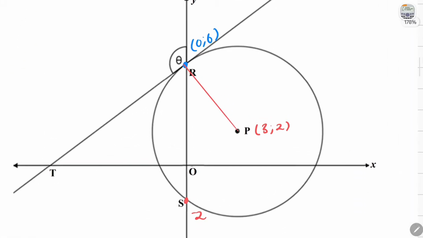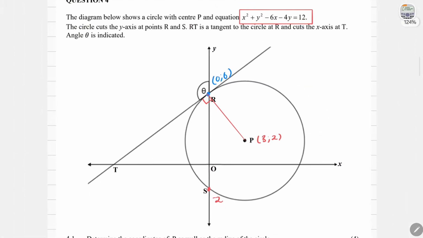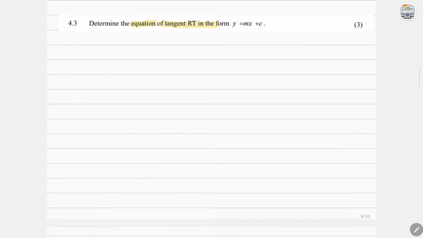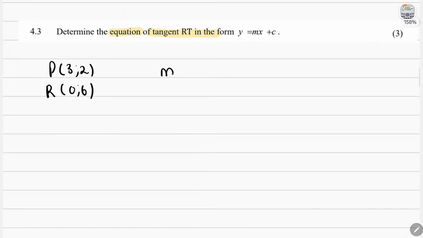Then remember that the radius and the tangent are perpendicular at their point of contact. So we can find the gradient of the radius and then use that, using the properties of perpendicular lines, to find the gradient of the tangent. So let's get P and R down. We don't really have to write the gradient formula. You can just go ahead and find the gradient of PR. So this is equal to y2 minus y1, I'll just start from the bottom here, so 6 minus 2 over 0 minus 3. 6 minus 2 is 4, and that is negative 3. So this is negative 4 over 3.